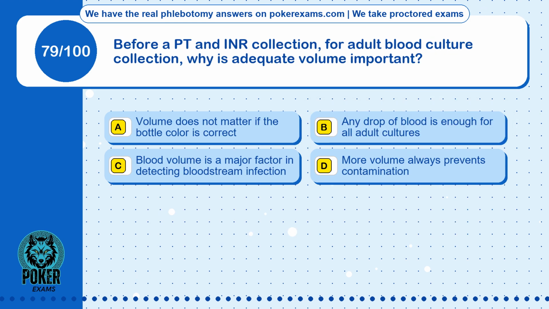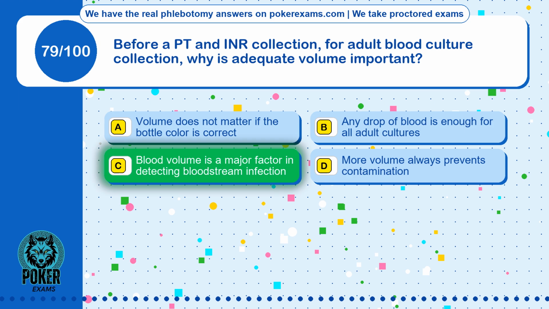Question 79. Before a patient NINR collection, for adult blood culture collection, why is adequate volume important? Option A. Volume does not matter if the bottle color is correct. Option B. Any drop of blood is enough for all adult cultures. Option C. Blood volume is a major factor in detecting bloodstream infection. Option D. More volume always prevents contamination.